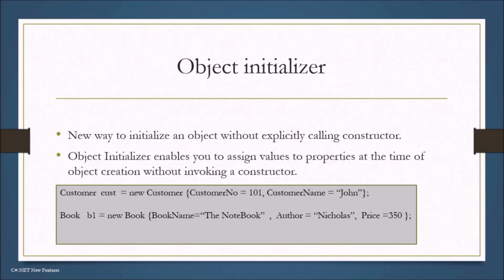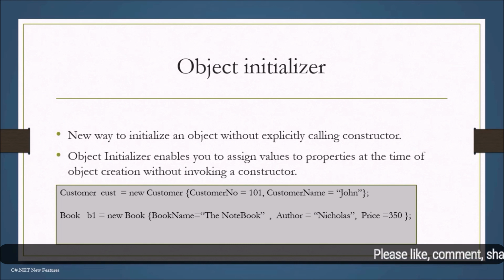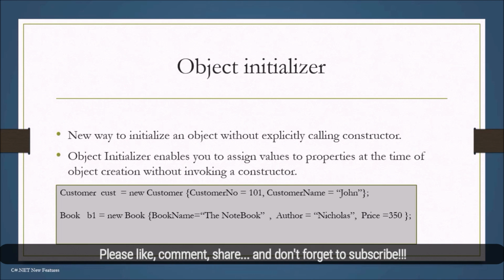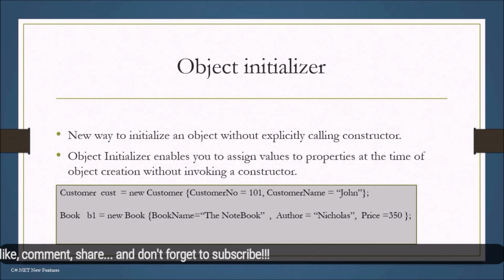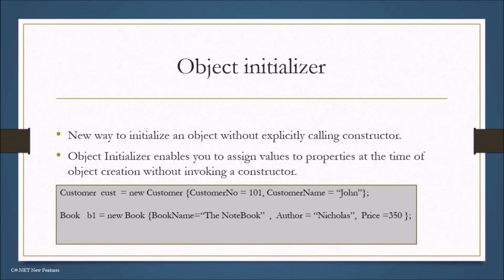Now in short, object initializer is a new way to initialize an object without explicitly calling constructor. It enables you to assign values to properties at the time of object creation without invoking a constructor. So you can use object initializer to avoid writing multiple constructors. So I hope this feature is clear.